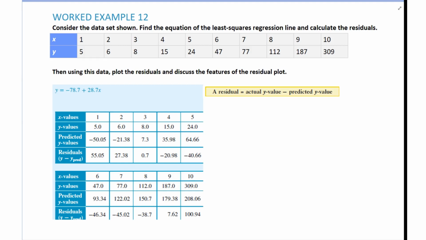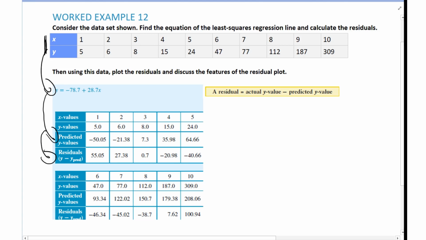Okay, so this is a worked example for residual analysis. As you can see, we've got our data here. We're going to be generating that answer in a moment, that regression line. Just a quick refresher of how to do it. From that, we're going to be able to get our predicted values. I'll go through how that works. And then from that, we can work out the residuals.